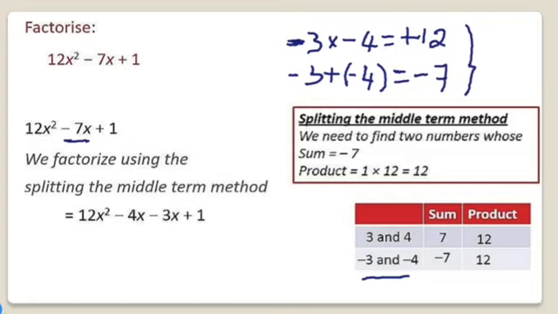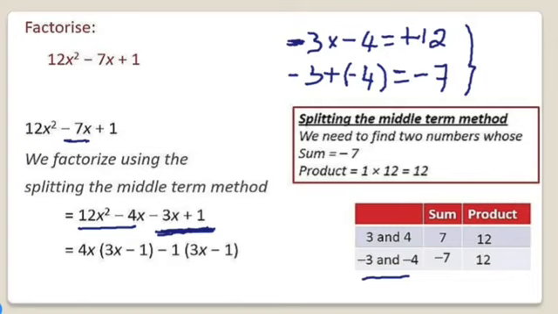Now we are going to take common factors from the first two terms and common factors from the last two terms. In the first two terms we are going to take plus 4x as a common factor. In the last two terms we are going to take -1 as a common factor. So in the next step we get 4x into 3x minus 1. In the last two terms we take -1 as a common, so 3x minus 1 remains here.